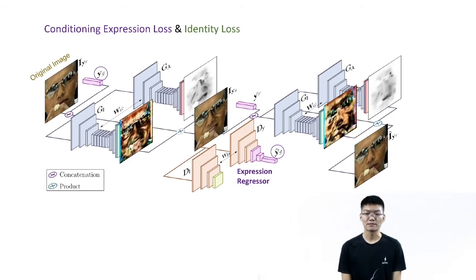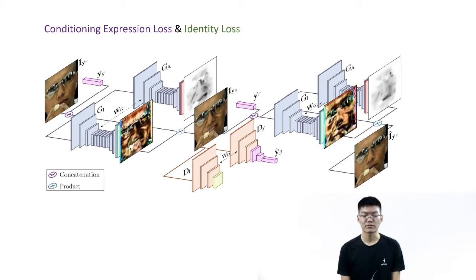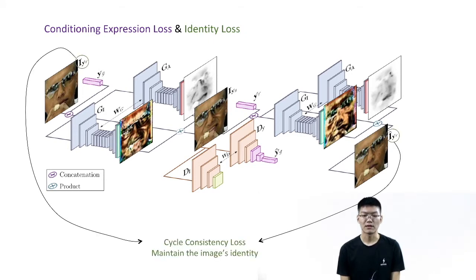Conditioning expression loss. The paper also included an expression regressor to penalize the differences between the desired expression and the generated one. This guarantees the correctness of the generated expression. Identity loss. Obviously, we don't want a correct expression but with the wrong face, so they also added a cycle consistency loss. This helps the generator maintain the identity of the input image.